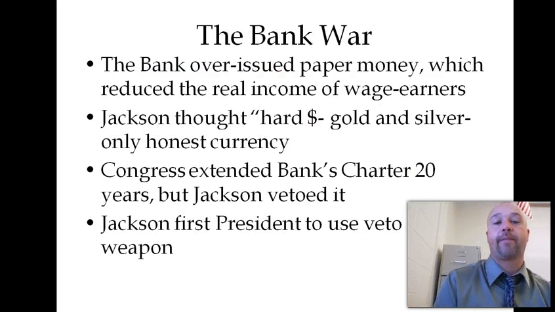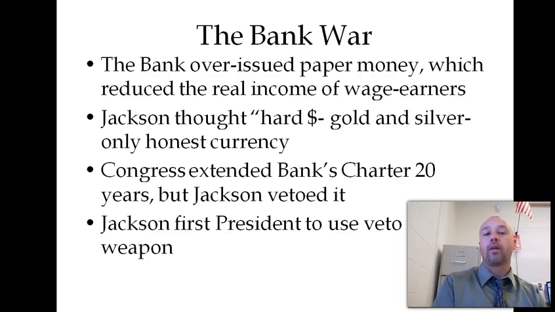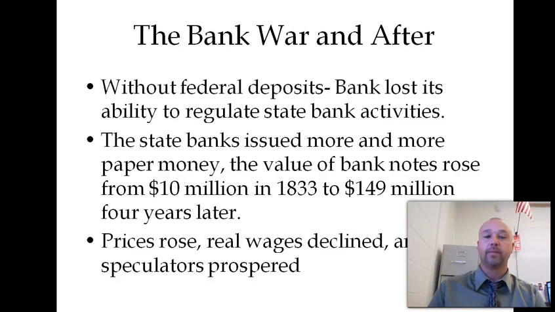The Bank War. The bank is going to overissue paper money, which reduces the real income of wage earners. Jackson thought hard money, gold and silver, is the only honest currency. And when Congress extended the bank's charter 20 years, Jackson is going to veto it and fight it. He's the first president to use the veto as a weapon. Jackson's going to win. He will destroy Nicholas Biddle's bank.